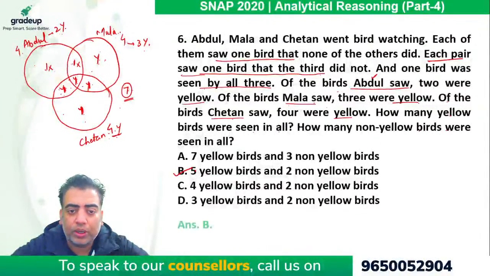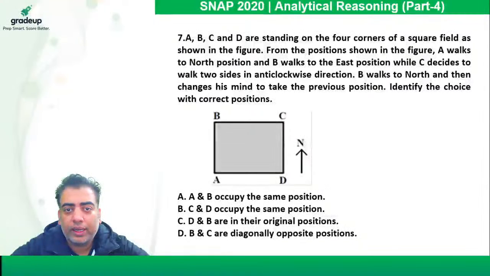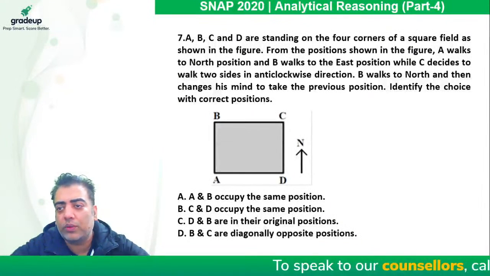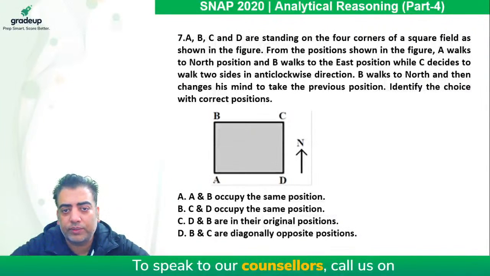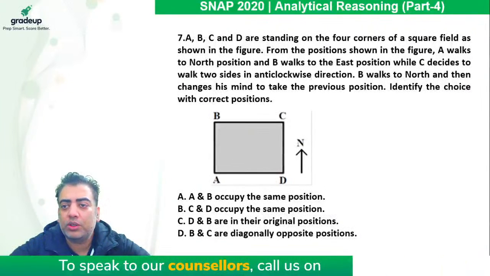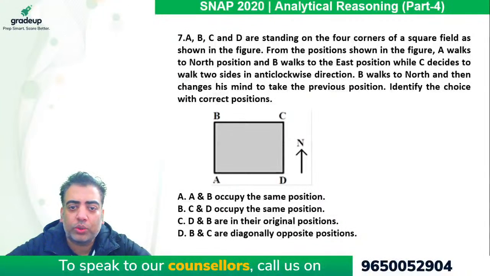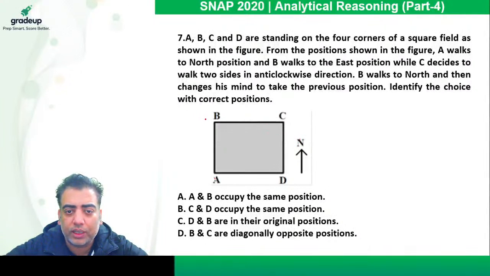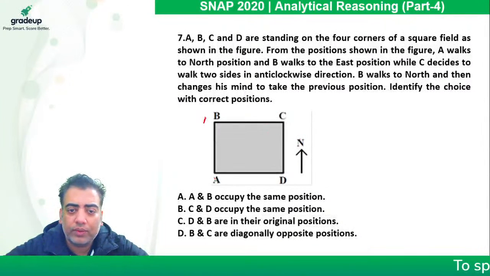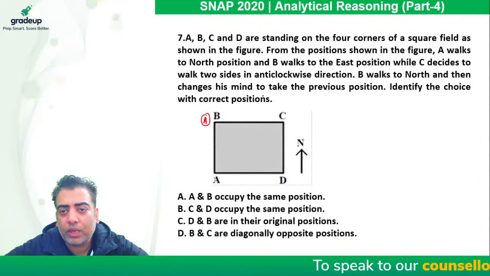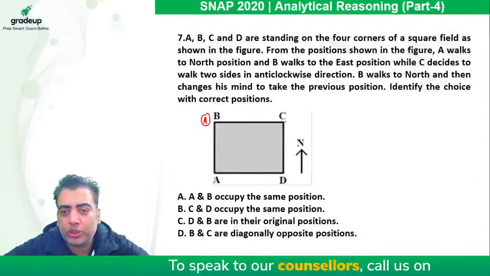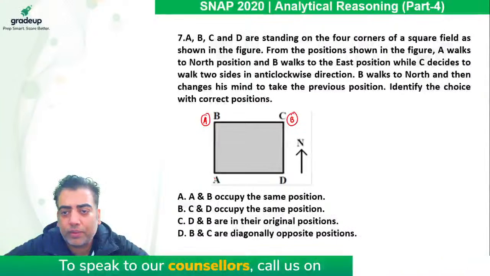Okay, so let's move on. Here it says A, B, C, and D are standing on the 4 corners of a square field as shown in the figure. From the positions shown in the figure, A walks to the north position. So A will come here because all the boxes are facing north. All right, so A will come here. B walks to the east position, so B will reach here.